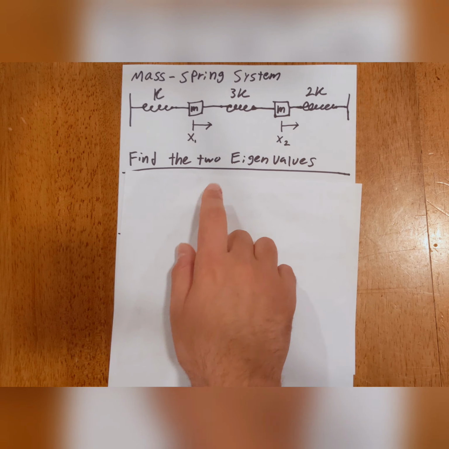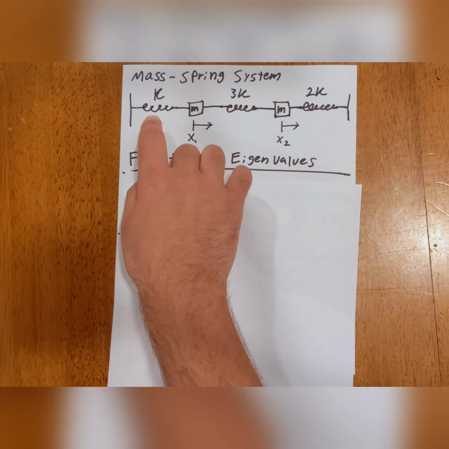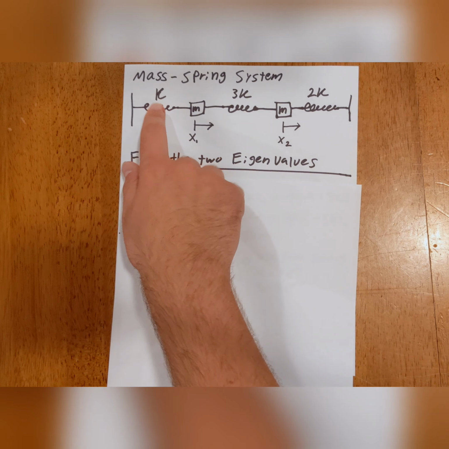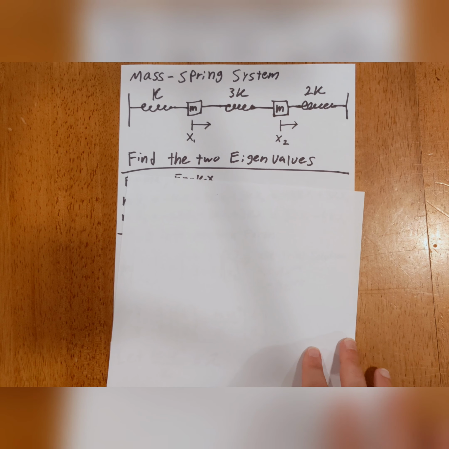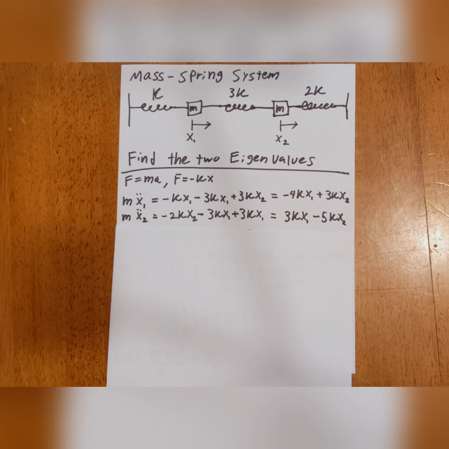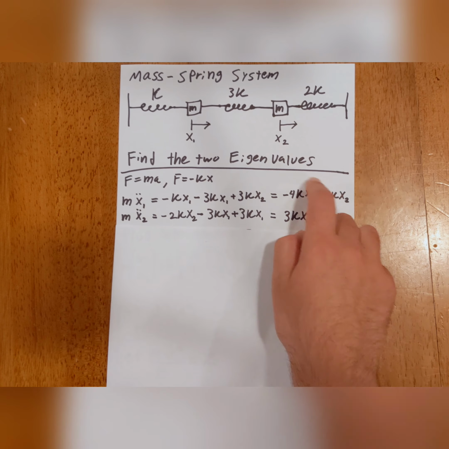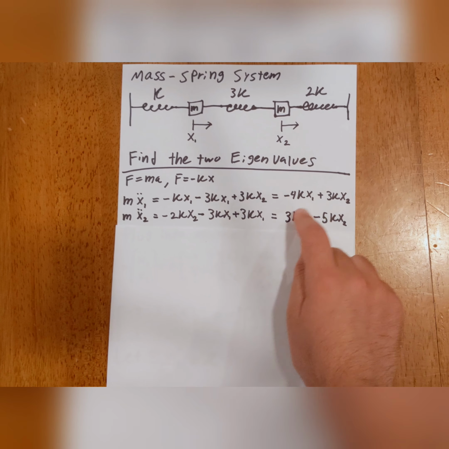So here we're looking at an application of the example problem we just did, of a mass spring system with 3 springs and 2 masses here. And these springs have a different coefficient. And we want to find the 2 eigenvalues of the system. So first we start off by writing down the equations of the system, and we find that it looks something like this, and this looks like a matrix.